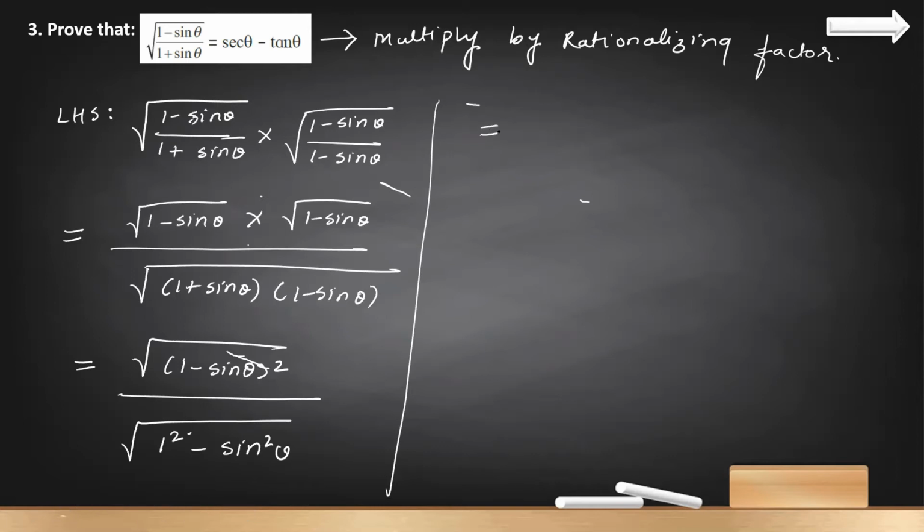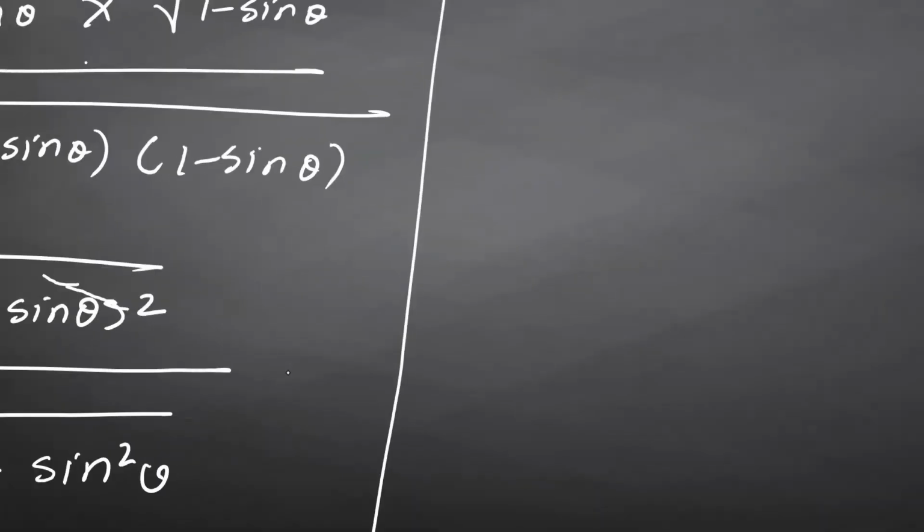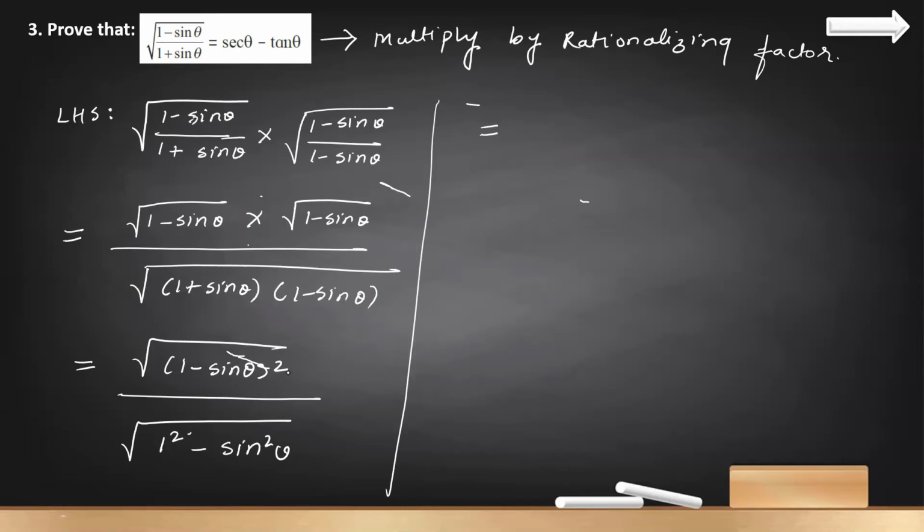So this is equal to, now the square and root will cancel each other, so you are remaining with 1 minus sine theta. And in the denominator, it will be root of 1 minus sine square theta. And what is 1 minus sine square theta? It is cos square theta. So it will be root cos square theta, and root and square will cancel. So again, (1 minus sine theta) upon cos theta.